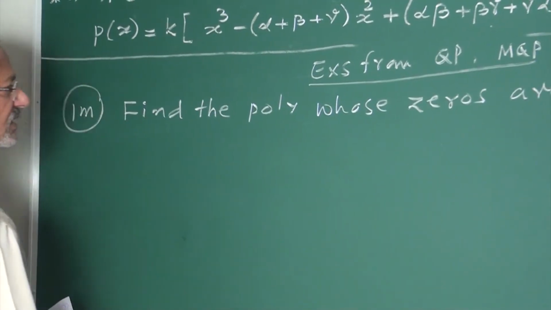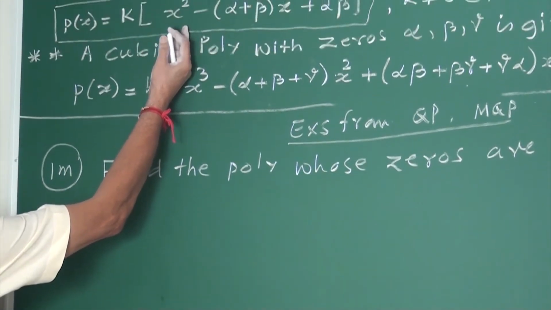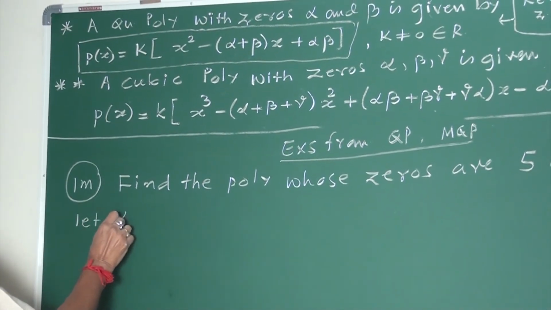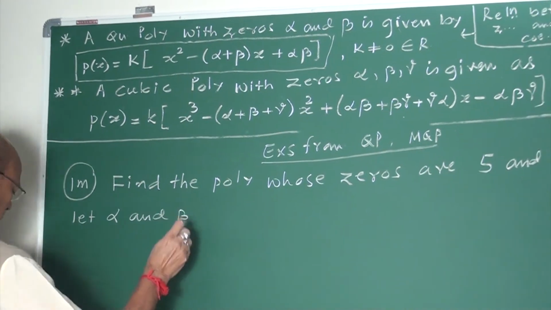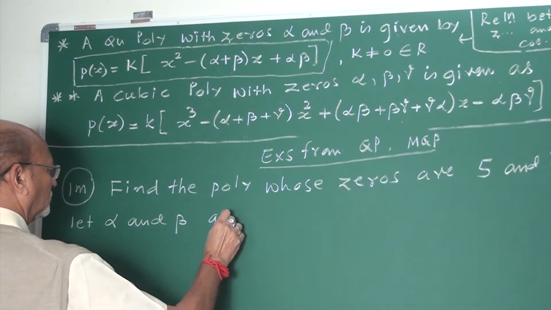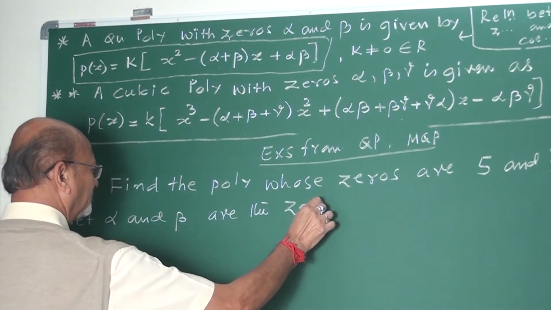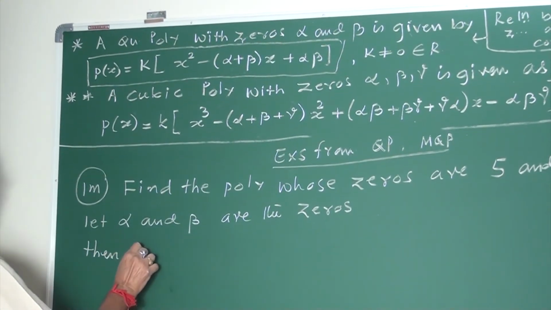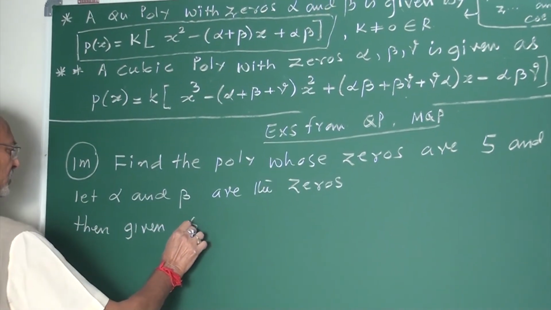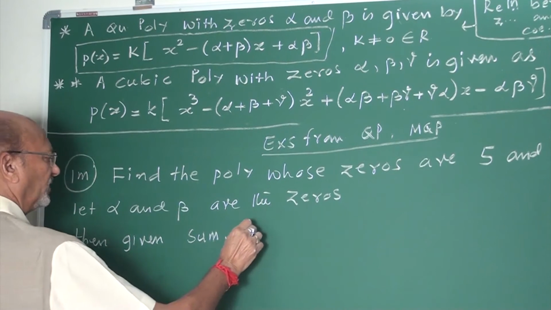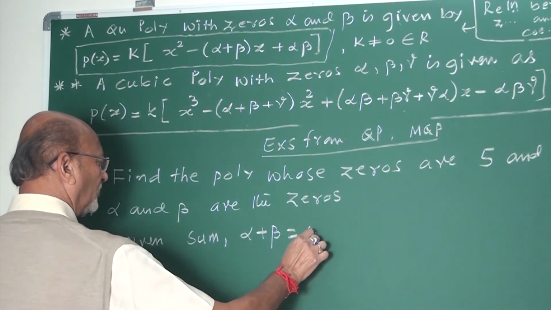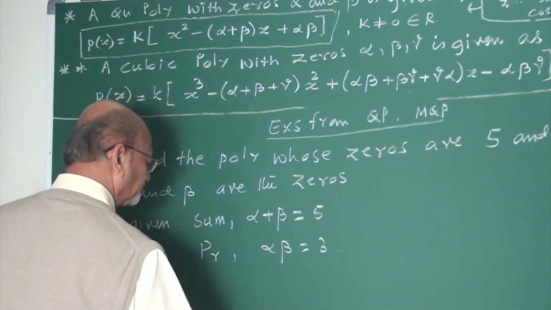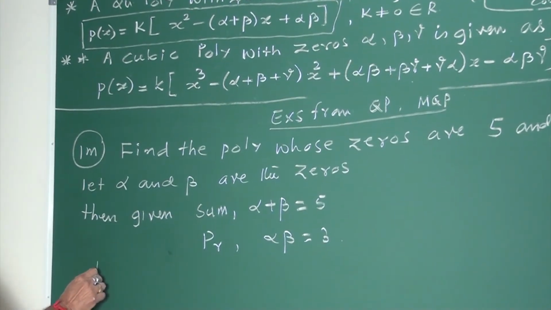Tell me, my friends. Direct. Let alpha and beta be the zeros. They are zeros of the polynomial. Then the given sum: alpha plus beta is 5. Product, I write simply: alpha into beta is given as 3. Then, what is the required polynomial?